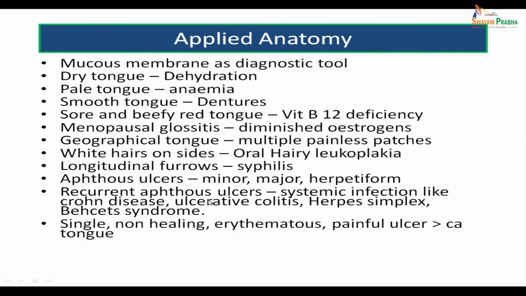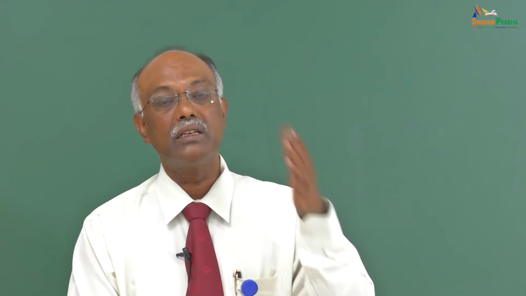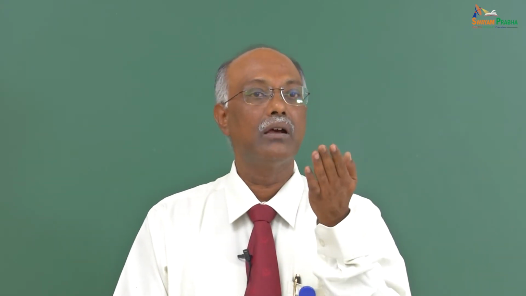Now recurrent aphthous ulcers are usually indicative of a systemic condition like Crohn's disease, ulcerative colitis, herpes simplex infection, Behçet syndrome. All these cause recurrent aphthous ulcers. And of course a single non-healing erythematous painful ulcer, a single ulcer which is red in color, non-healing, long-standing, is usually indicative of a carcinomatous growth in the tongue. So these are the various things which we can find out just by having a look at the tongue. So the mucous membrane of the tongue can function as a very good diagnostic tool.